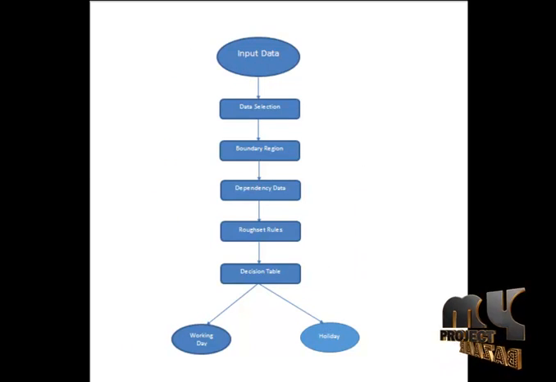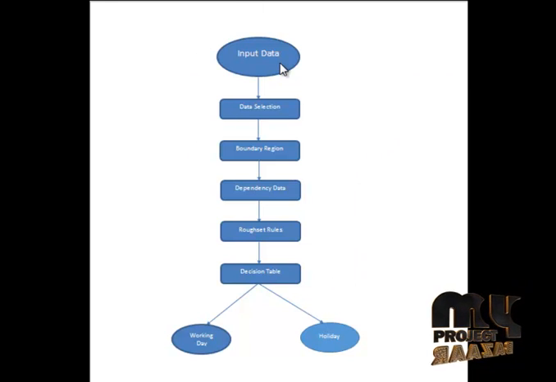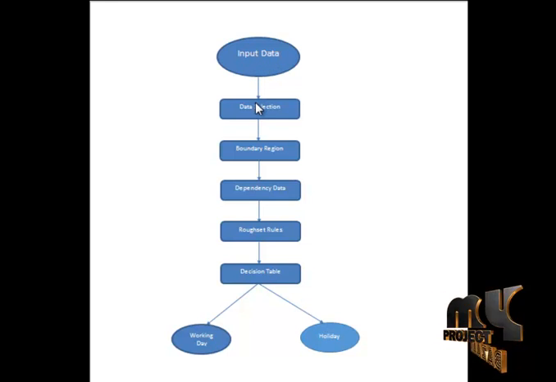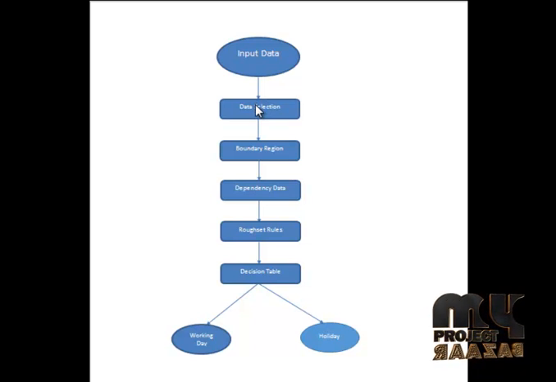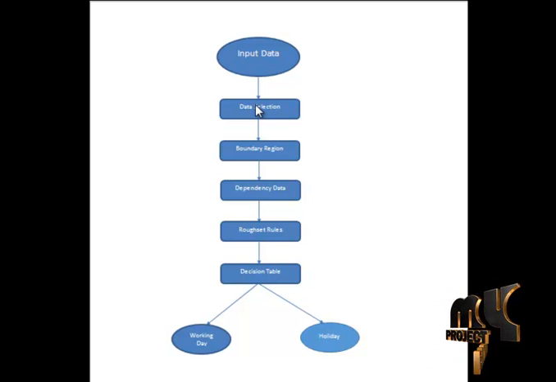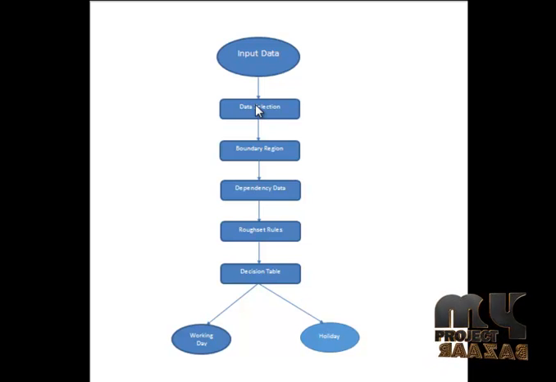This is the flow of our process. Here we have given the input data, which will contain the records of the traffic flow of the roads. This record will pass to the data selection. Here we are selecting the appropriate values for our process. The starting point of the RFCET theory is the relation generated by the information of concerned objects of interest, so that we are selecting the appropriate data from the data set. After that, the selected data will pass to the boundary region.